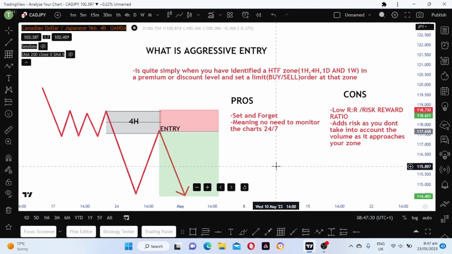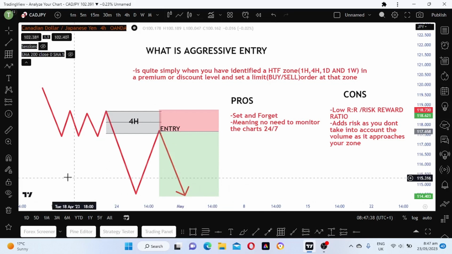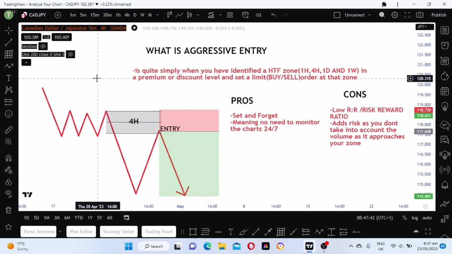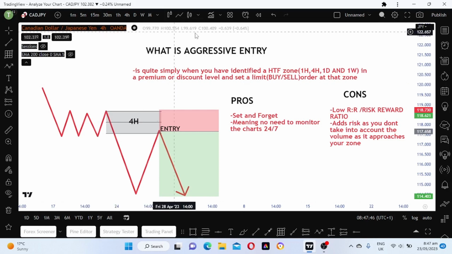So today I'm going to talk about aggressive entry and confirmation entry. So as you can see here, let's start with an explanation of what is aggressive entry.